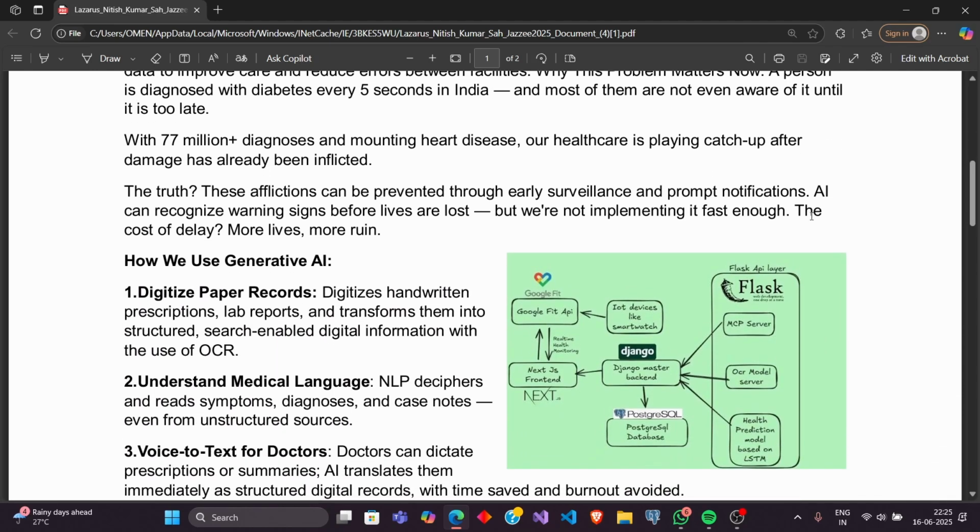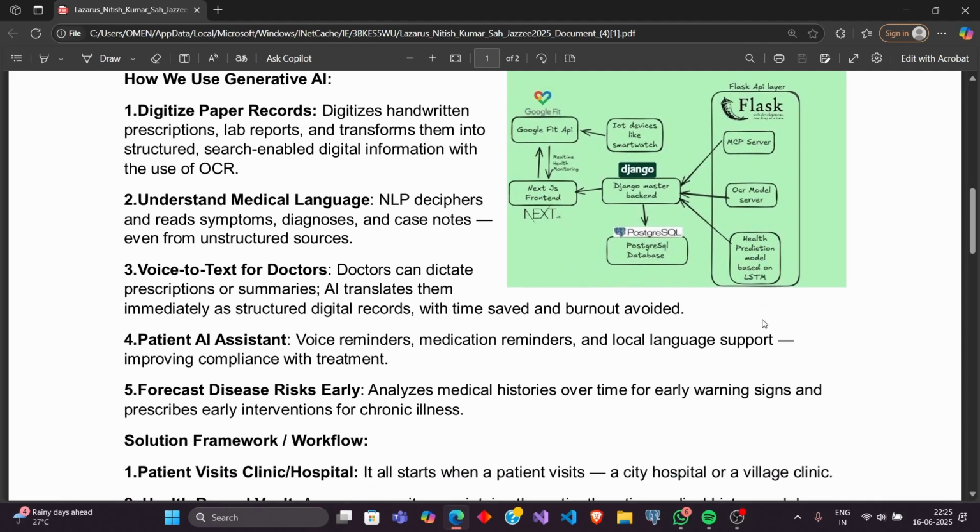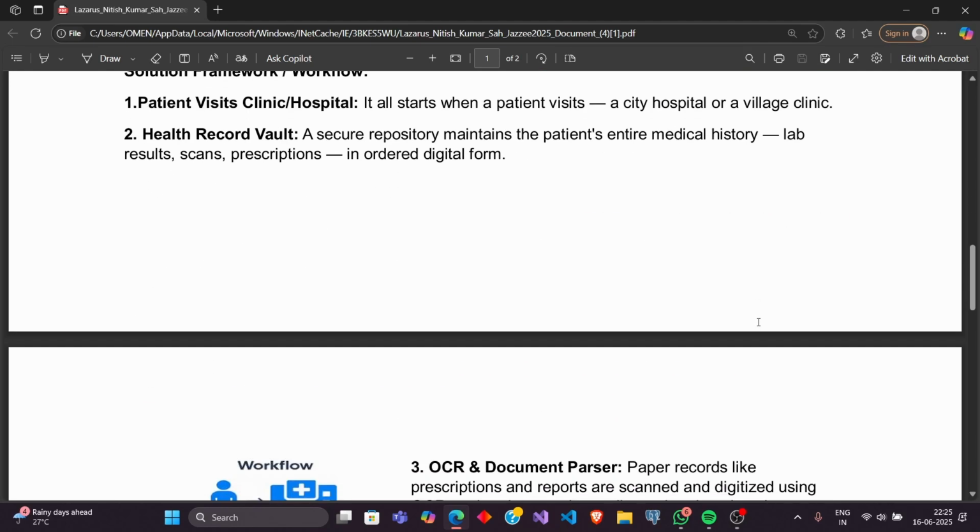Now, what is the use of generative AI in our particular project? First of all, we digitalize all the paper records. Instead of writing handwritten prescriptions, the AI will generate proper prescriptions in a proper format. For that, we implement model context protocol. All the user data is getting stored in our database, and that will be provided to the model as a context. And after that, the model will give us proper responses.